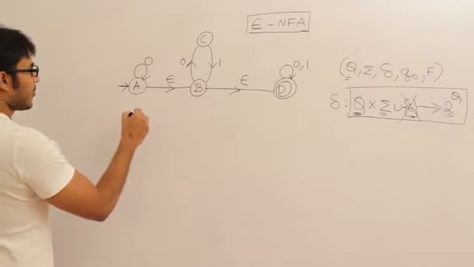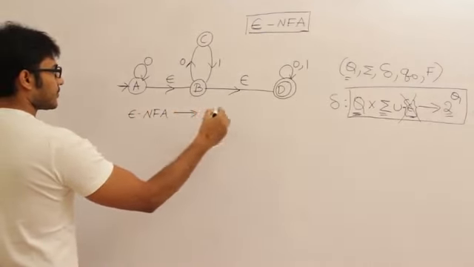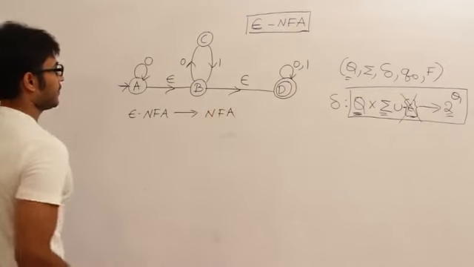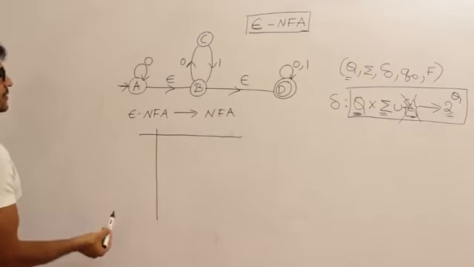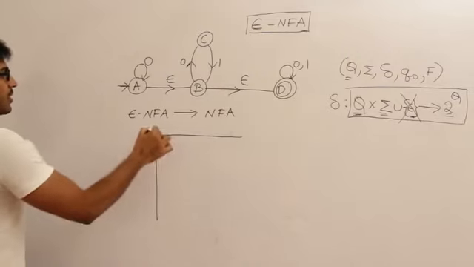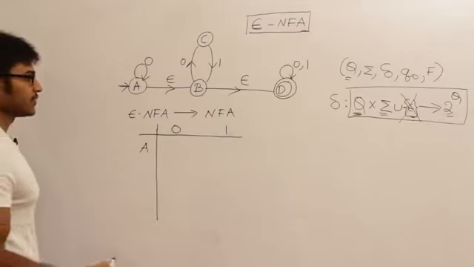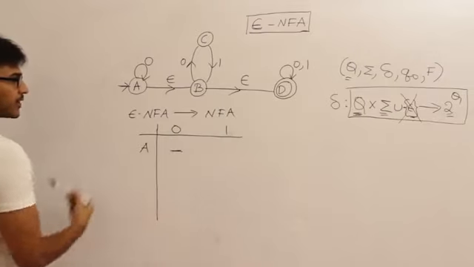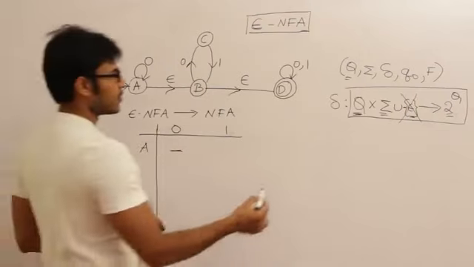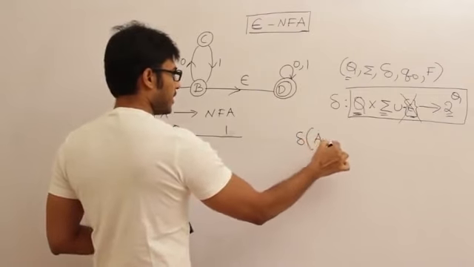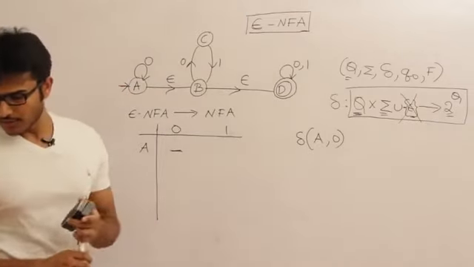Now I want to take epsilon NFA and convert it to NFA. Fine. So I'll go with the state transition table. The state transition table is going to start with A. Now I'm not having epsilon moves, so I'll be writing only about 0 and 1. So first of all, in order to fill this particular entry, where does capital A go on 0? So you have to decide about capital A on 0 in the NFA. In order to convert this epsilon NFA to NFA, I'll use this method.